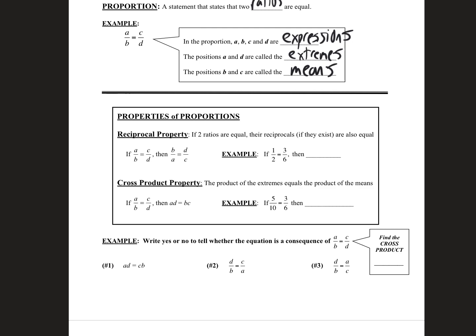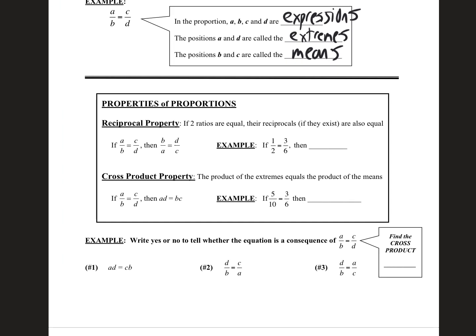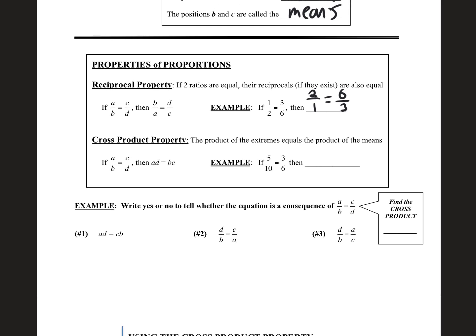All right? Okay, properties of proportions. We talked about these a little while ago, but here they are. Reciprocal property. Basically, if you have A over B equals C over D, then B over A equals D over C. So you can flip them, right? So instead of 1 over 2 equals 3 over 6, we can flip them and they become 2 over 1 equals 6 over 3. Is that still true? 2 over 1 is still 2, and 6 divided by 3 is still 2, right? Yeah, so we're good.